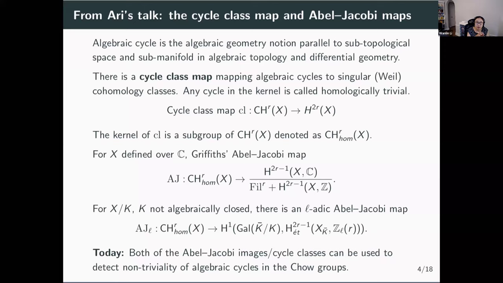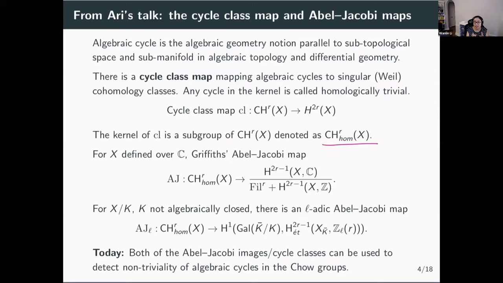So the point is, an algebraic cycle naturally has a cycle class map mapping to singular homology class, it turns out. And if an algebraic cycle lives in the kernel of the cycle class map, it's called homologically trivial. And the set of homologically trivial cycles forms a subgroup of the Chow group, which we denote as Chow^r_hom. These are homologically trivial cycles. And so we can further discuss whether a homologically trivial cycle is trivial or not, modulo linear equivalence, or whether it's trivial or not in the Chow group. And to determine that, one of our main tools are the Abel-Jacobi maps.